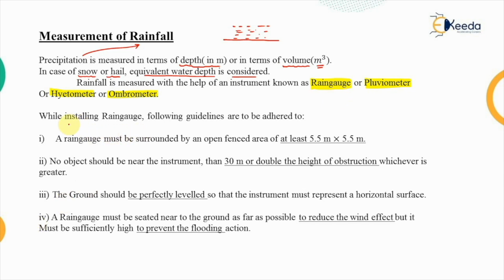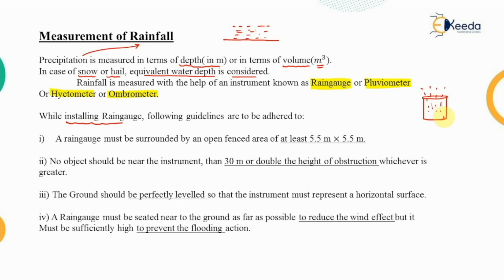Now, when we are installing rain gauges to measure rainfall in a certain area, the following guidelines are to be adhered to. The rain gauge is nothing but a bucket type structure. Just consider a simple bucket. The water collected within this bucket in a certain time frame tells us the amount of rainfall that has occurred in a particular area.